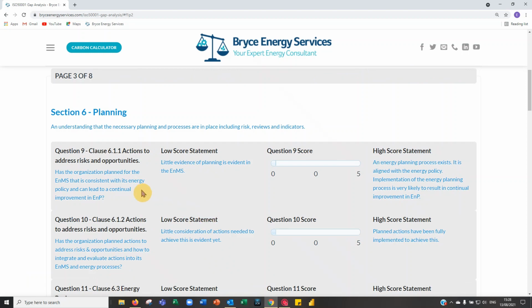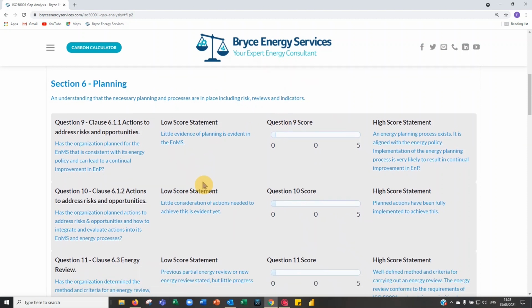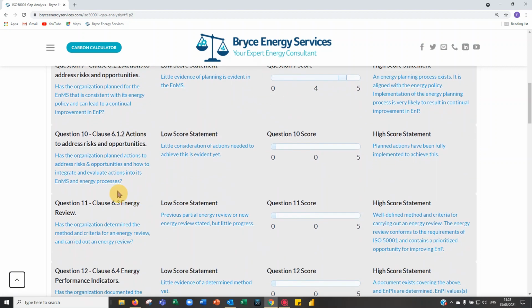Planning. And understanding that the necessary planning and processes are in place, including risk reviews and indicators. So there's quite a bit to planning. Risks and opportunities register, very important for all ISO standards. Question 9, question 10, again continuing risks and opportunities and how to evaluate actions.